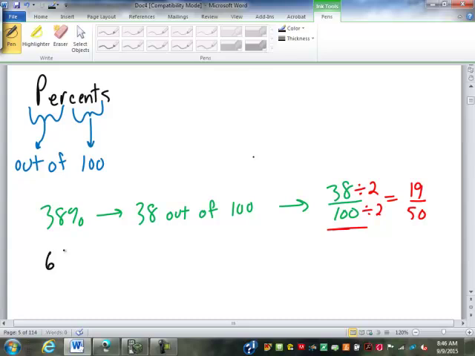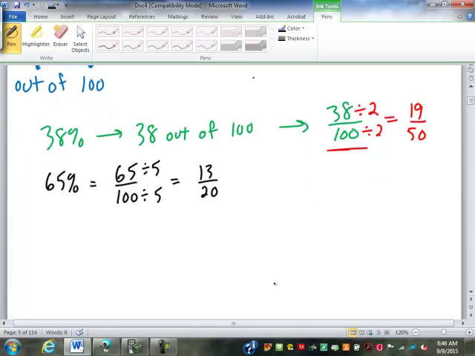So what if I have 65%? What's that going to become as a fraction? Well, I'd start out with 65 over 100. Then both of those can be reduced by 5. 65 divided by 5 is 13. 100 divided by 5 is 20. So 65% becomes 13/20ths.